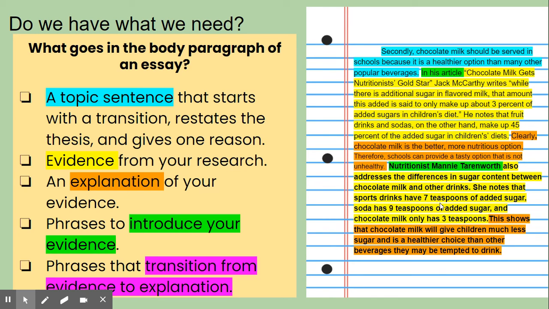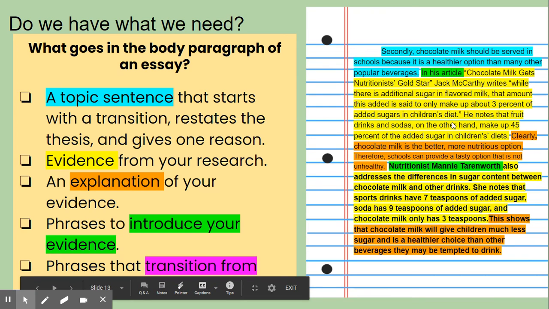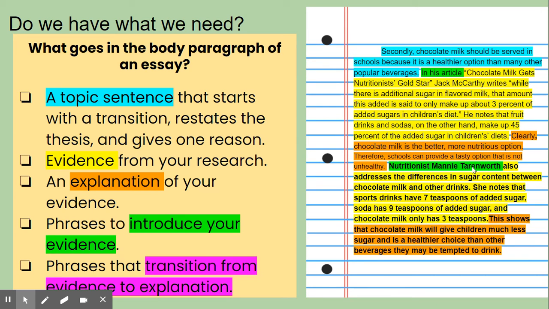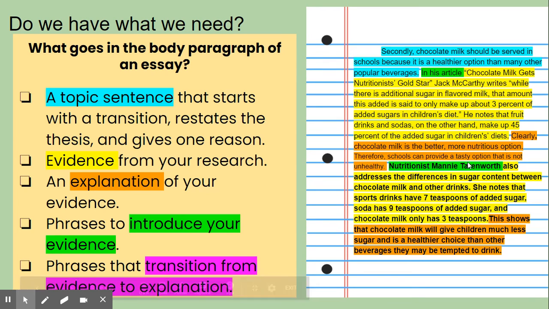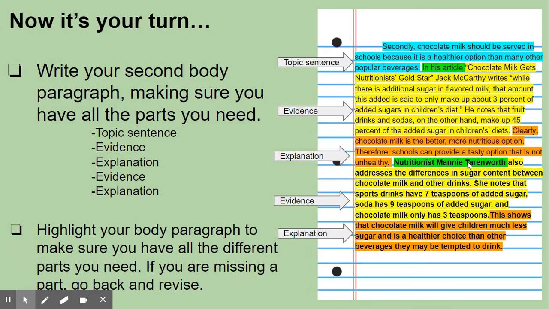And I have evidence right here as well from the Tarrantworth article. Explanation: clearly chocolate milk is a better, more nutritious option. Therefore, schools can provide a tasty option that is not unhealthy. There's my explanation. Here's another explanation. And like I said, my transitions and introductions to the evidence. So I have all of those parts. If I didn't, or if my explanation was really short, only a few words long, I would go back and revise by adding on to the explanation or adding evidence to make sure I have all those parts.